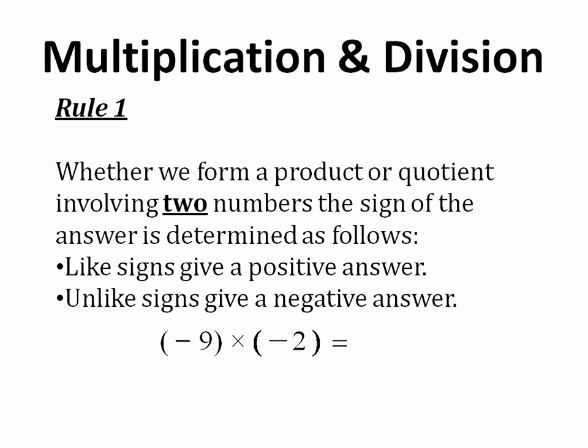Rule 1. Whenever we form a product, which is the result of multiplication, or quotient, the result of division, involving two numbers, the sign of the answer is determined as follows. Like signs give a positive answer, unlike signs give a negative answer.